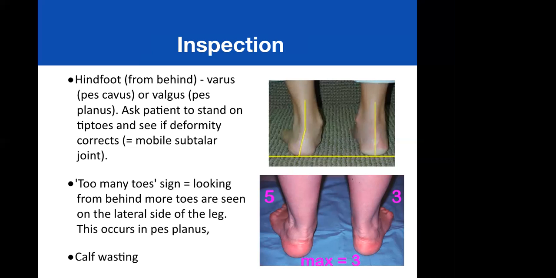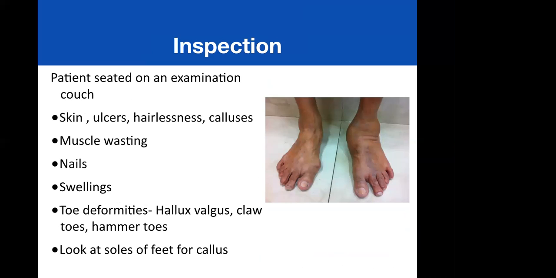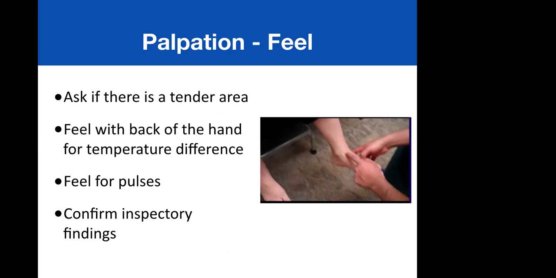Next, you also have to look for any calf wasting if there is on one side more than the other. When the patient is seated in front of you, look for skin ulcers, hairlessness, which is a sign of non-nutrition or something like this, or calluses which are seen, muscle wasting, nails, sometimes atrophic conditions can present as nail disorders, swellings like lipomas, other mass occupying lesions can be seen, toe deformities like hallux valgus, claw toes, hammer toes, and also check for soles of the feet which can show calluses.